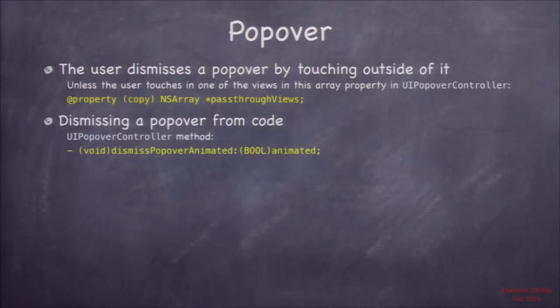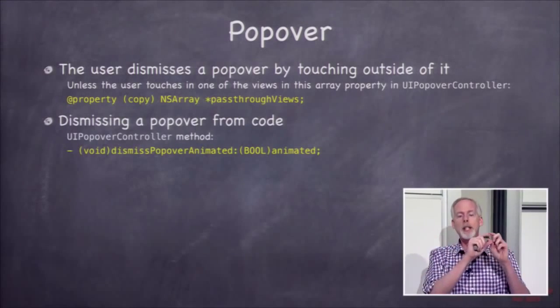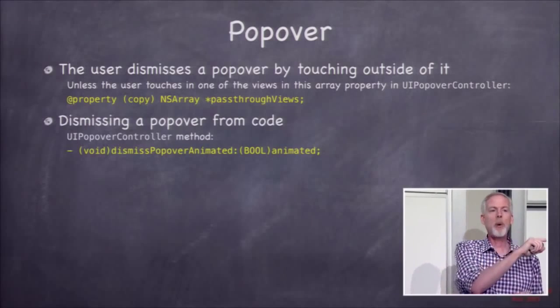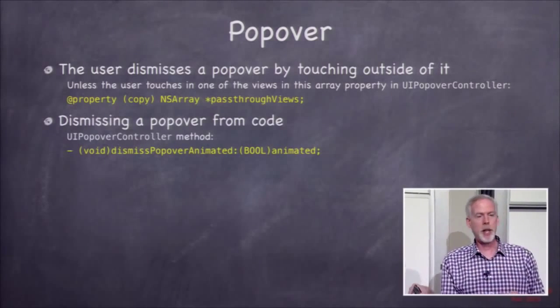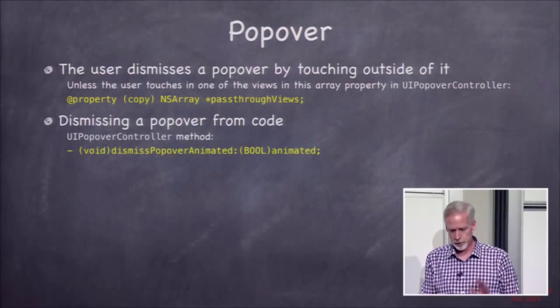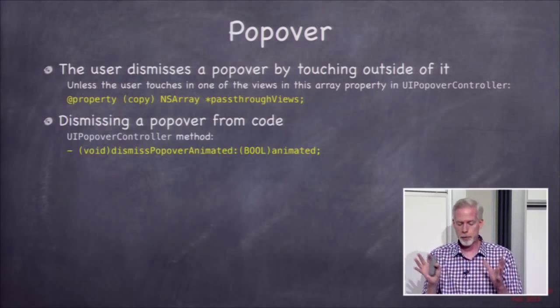The user dismisses a popover by just touching anywhere outside of it. If they touch outside of it, the popover dismisses. Okay? There is an exception if they touch outside of it, but they touch on a view that's in this array of views in the popover controller. Those are like exceptions. Those won't cause it to dismiss. All right. One annoying case of this is a toolbar. The entire toolbar is in the pass-through views. So if you bring up a popover from a button in a toolbar, then if the user clicks anywhere else in the toolbar, like on another button, it won't dismiss that popover. And why they decided to do that, I do not know. But that's what this pass-through views thing is. It can be annoying. But you can set it yourself too. You can say, well, if they click over here, I don't want to dismiss that popover.